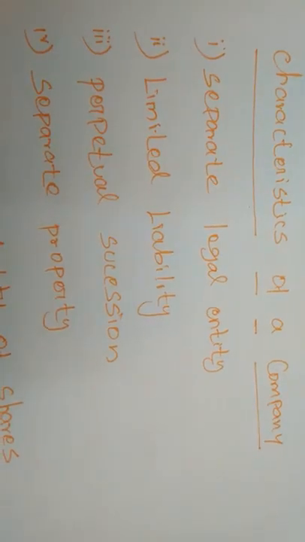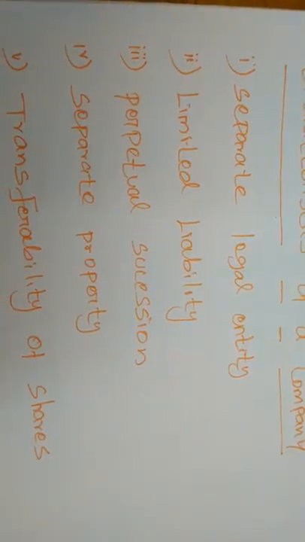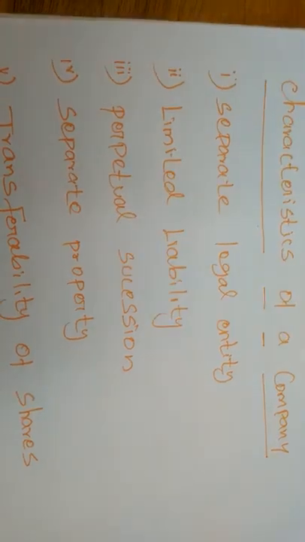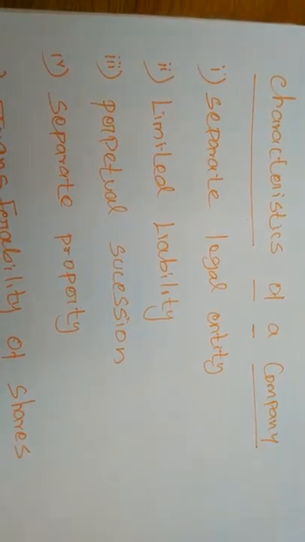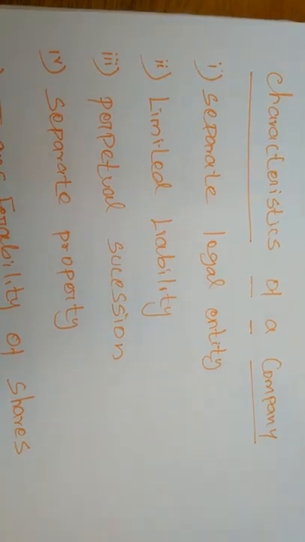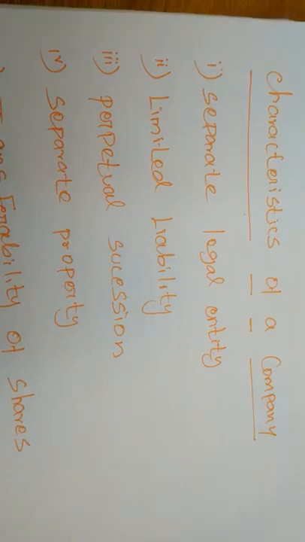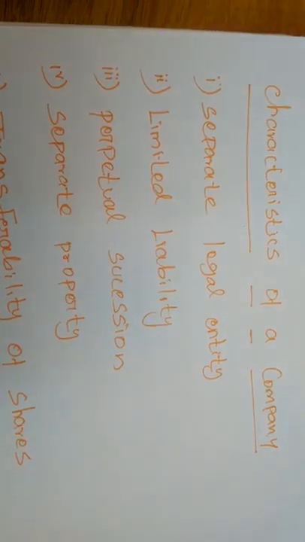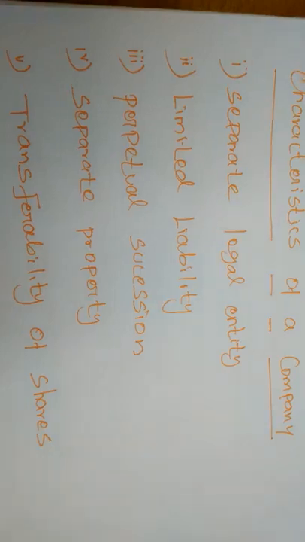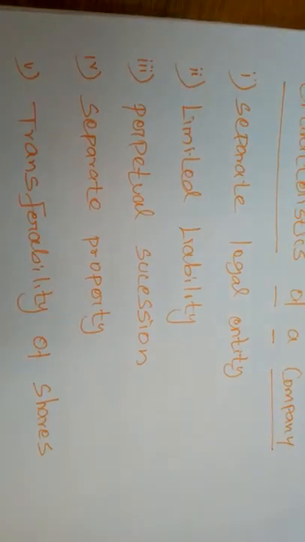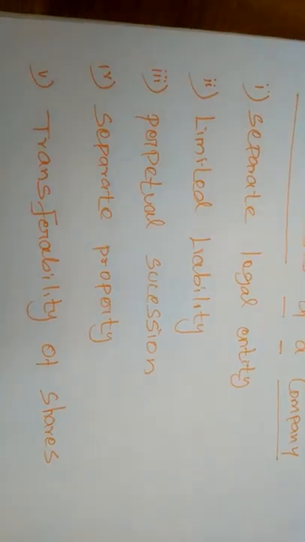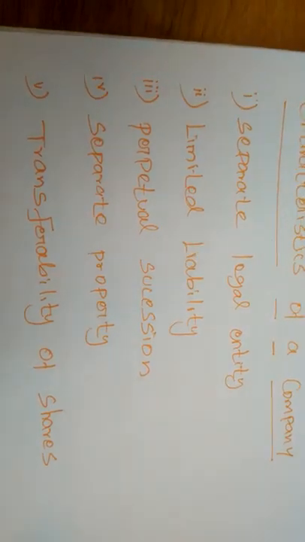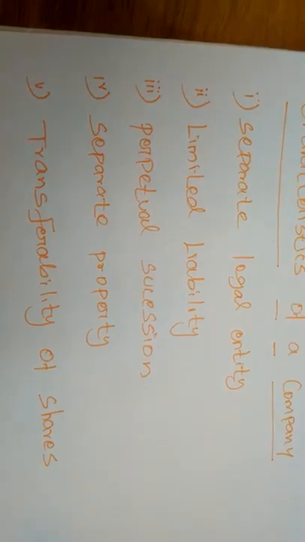The first one is separate legal entity. Under incorporation, a company becomes a separate legal entity as compared to its members. When we compare it to its members, the company alone has the separate entity. In a separate entity, no person can claim ownership. So the company is distinct and different from its members. It has its own seal and its own name. Its assets and liabilities are separate and distinct from those of its members.